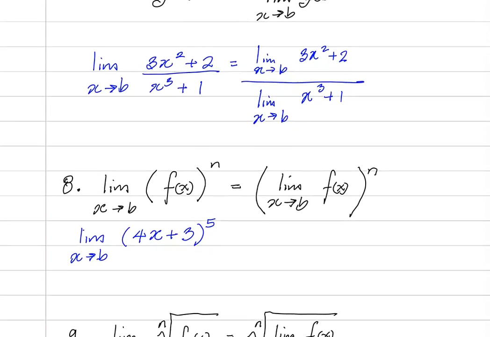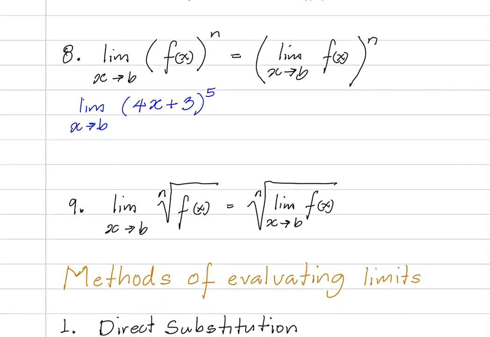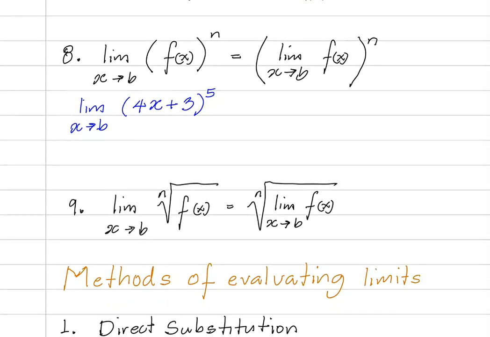Rule number 8 and 9. The limit as x approaches b of f of x raised to the power n is equal to the limit as x approaches b of f of x, all raised to the power n. So the limit as x approaches b of 4x plus 3 to the power 5 is equal to the limit as x approaches b of 4x plus 3, and this is all raised to the power of 5.